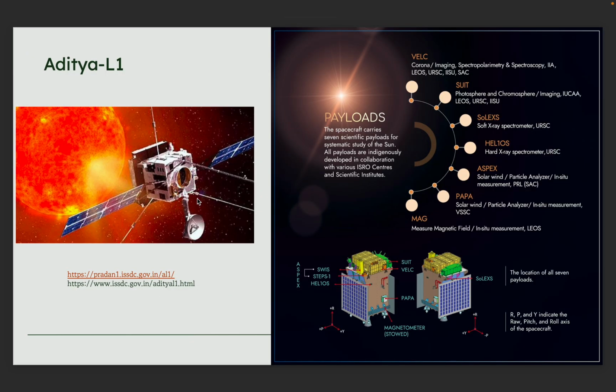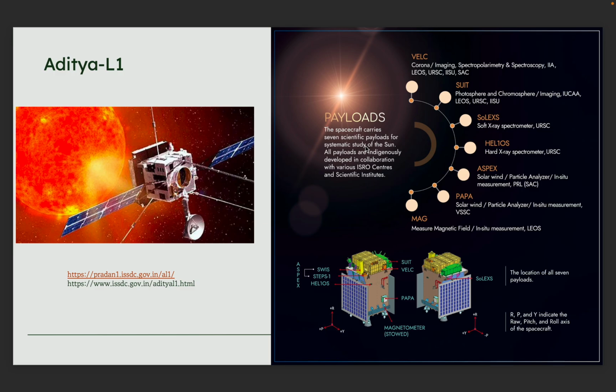And our ISRO's mission is the Aditya L1 mission, which was launched last year, and it has 7 payloads. The spacecraft carries 7 scientific payloads for the systematic study of the sun. All payloads are indigenously developed in collaboration with various ISRO centers and scientific institutes. And the 7 payloads have different names.